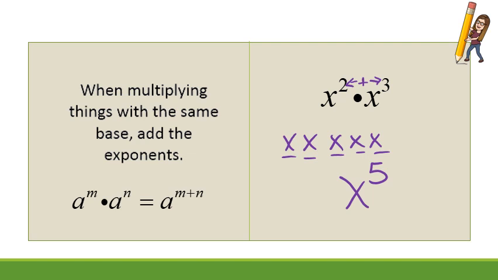Under that definition, let's come up with an algebraic rule. A way to generalize this could be saying a to the m times a to the n equals a to the m plus n. So it's another way to see that definition.